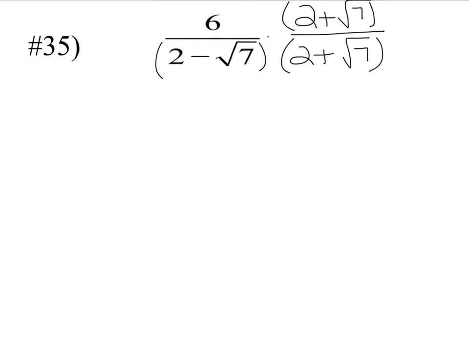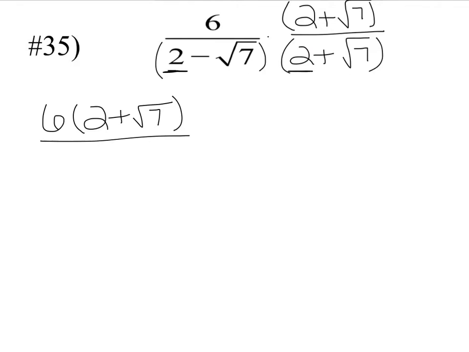So now we're going to multiply our numerators, leaving us 6 times 2 plus the square root of 7 over. When you're multiplying conjugates, you can take your first two terms and multiply them together. So 2 times 2 is 4. And then you can take your second two terms and multiply them together. So negative the square root of 7 times positive the square root of 7 is negative the square root of 49. Now go ahead and leave your numerator in this factored form because you never know, something could cancel later on.